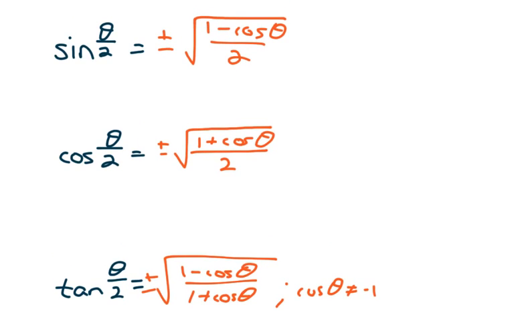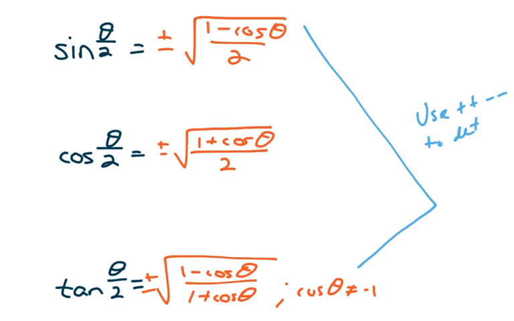Okay, so we actually have 6 identities, one positive, one negative for each one. The question becomes, how do you know which one to use? You're going to use the plus plus minus minus rule to determine the signs, plus or minus.